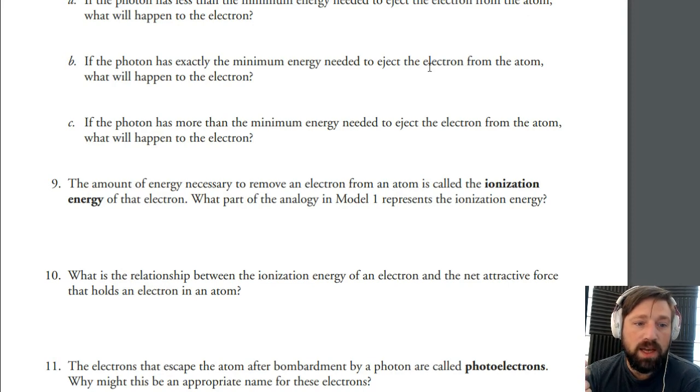It'll just poof and be done. What if the photon has more than the minimum energy needed to get the electron out of the atom? Well, it's going to eject, but it's going to eject with some force. It's going to have additional kinetic energy left over, just like the ball rolling after it gets out of the ditch. So the amount of energy necessary to overcome the electron is called the ionization energy. The ionization energy is the same as the potential energy difference that the ball had, that 45 joules of energy. That is going to be the same as the ionization energy in the atomic model.